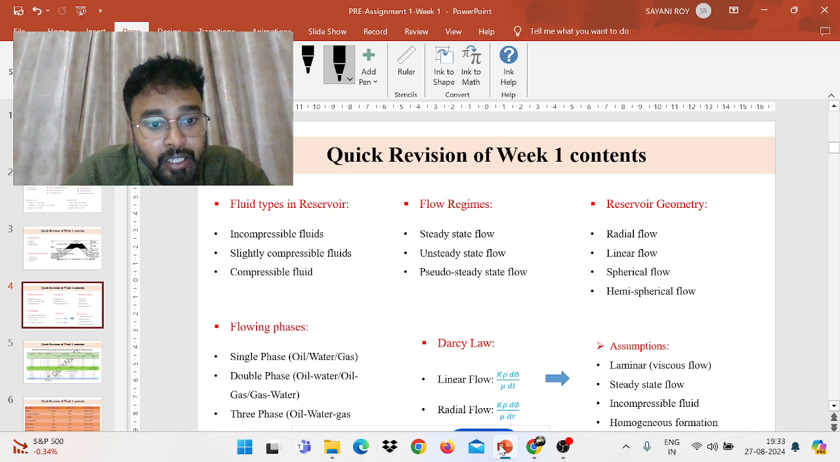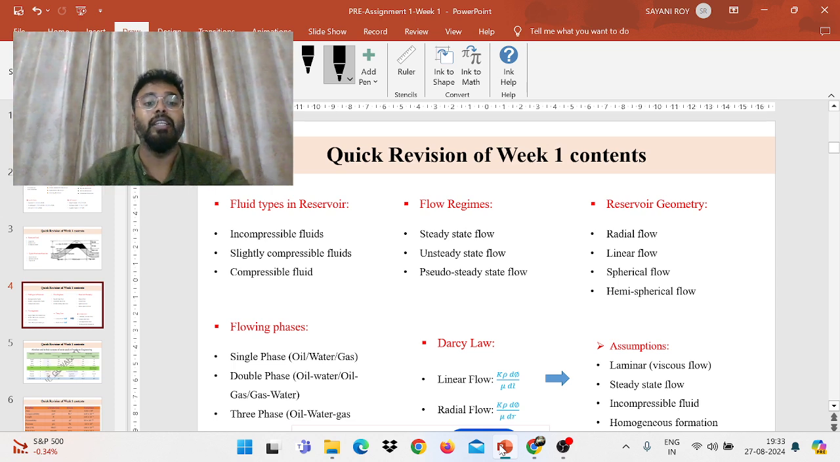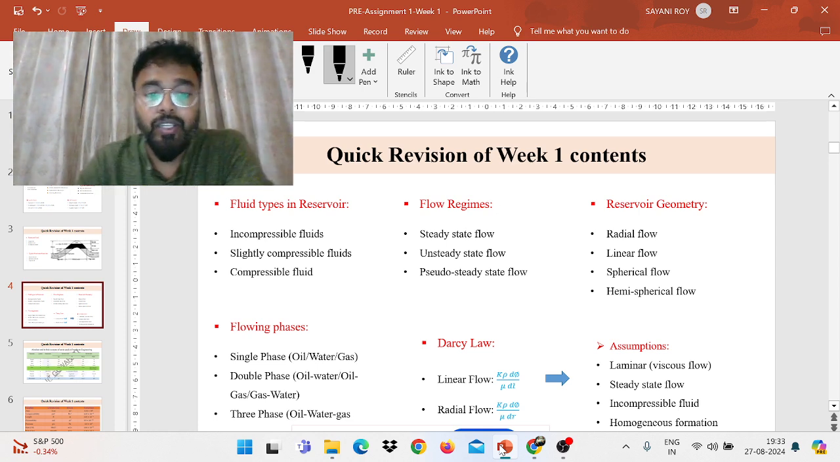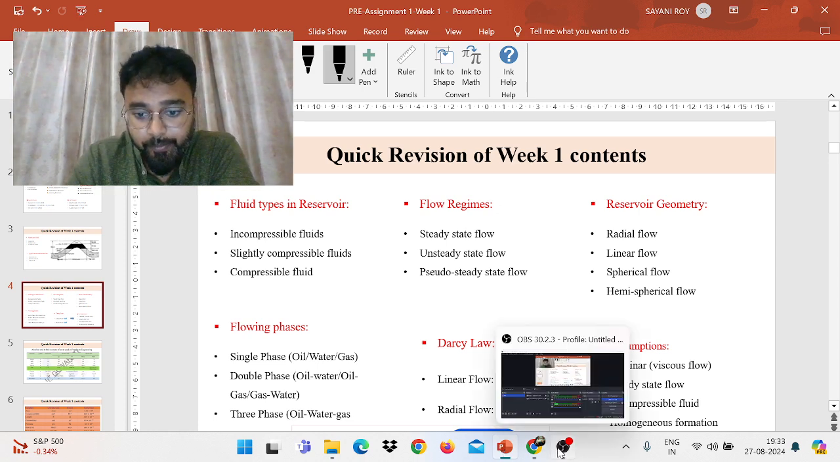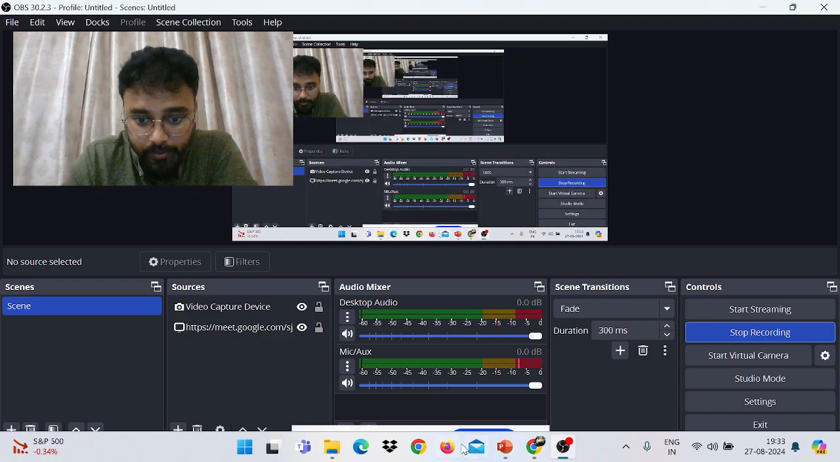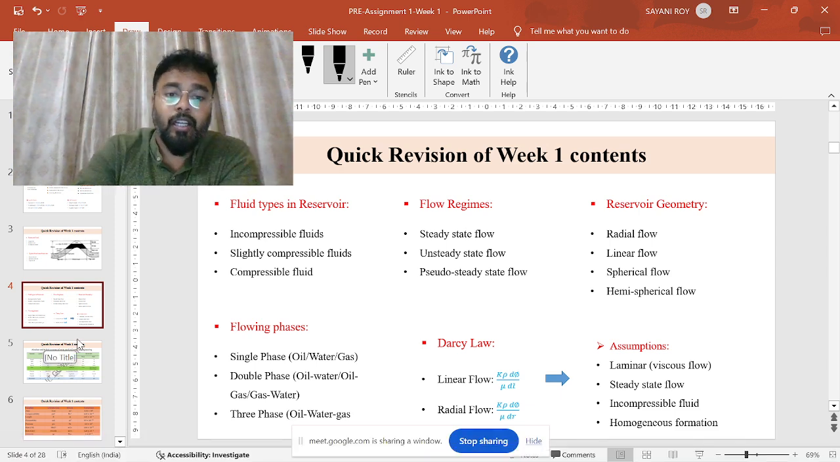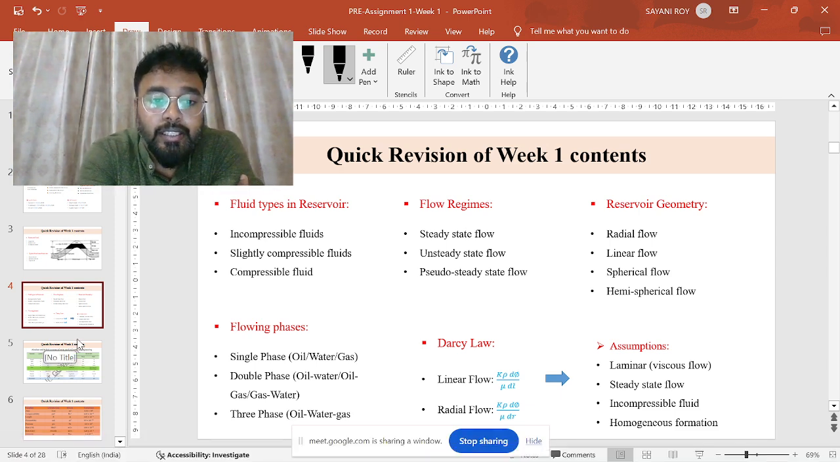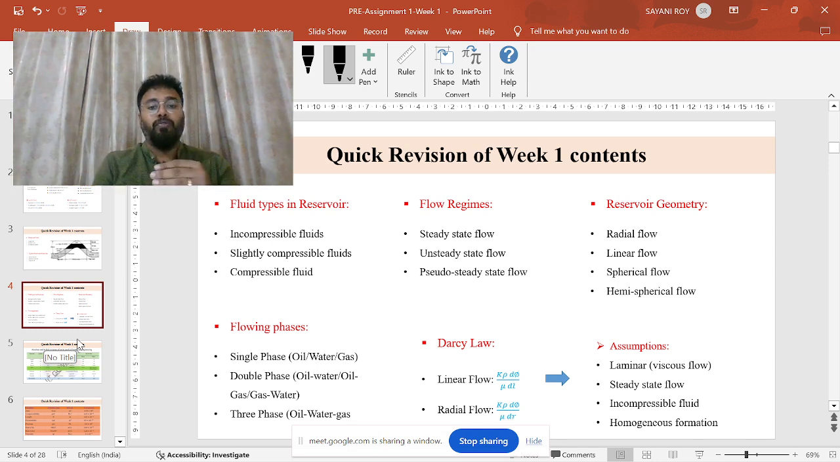Next is the fluid types in a reservoir. The fluid in the reservoir can be distinguished into three main types: incompressible fluids, slightly compressible fluids, and compressible fluids. While doing the equations and numericals, we take water as the incompressible fluid. When we talk about crude oil, we take it as a slightly compressible fluid, and gas we take as a compressible fluid.